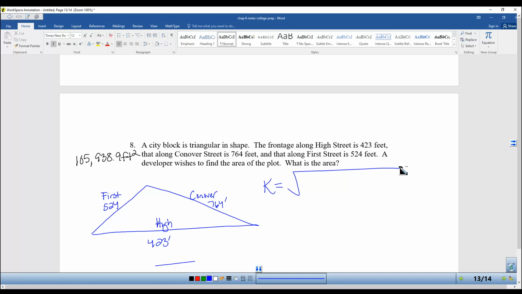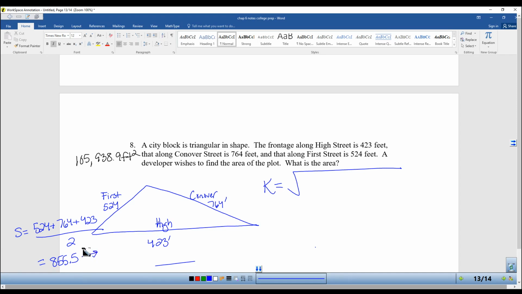K is equal to the square root of, and the first thing I need is S. So again, how do I find S? I'm going to do 524 plus 764 plus 423 all over, again, not 3. It's really easy to accidentally do that, but it's over 2. It's just the semi-perimeter, not the average. And divided by 2 is 855.5.